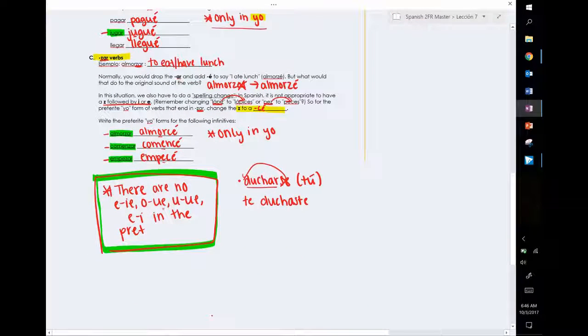Remember, there are no stem changers in the preterite as you know them. They do exist. There are preterite stem changers. They just have a different set of rules and a different pattern to follow. We will talk about those in a later chapter, though.